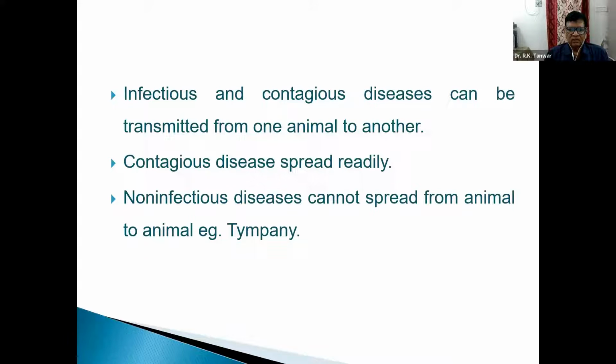Then, what is the definition of infectious and contagious diseases? As you know, all contagious diseases are infectious, but all infectious diseases are not contagious. So infectious and contagious diseases can be transmitted from one animal to another. A large population is affected with infectious diseases when there is an outbreak, but contagious diseases spread very rapidly. Non-infectious diseases cannot be spread from one animal to another animal. One example is tympany. There are so many examples.